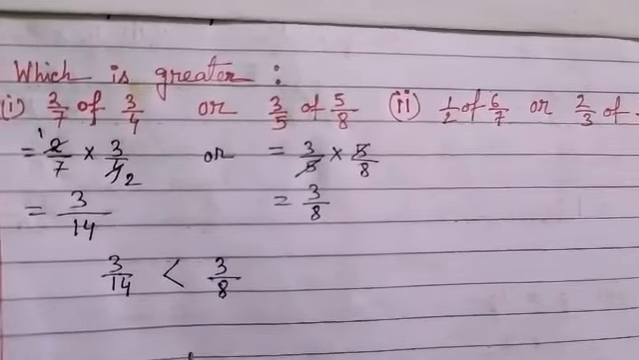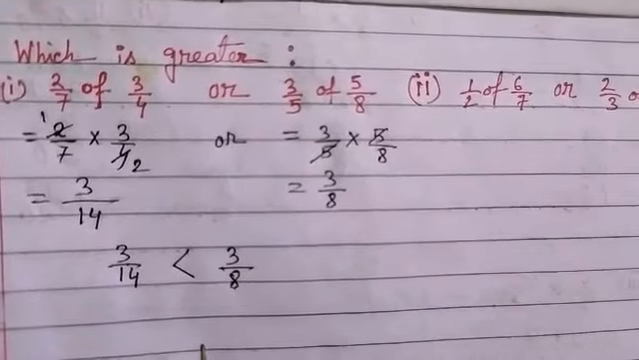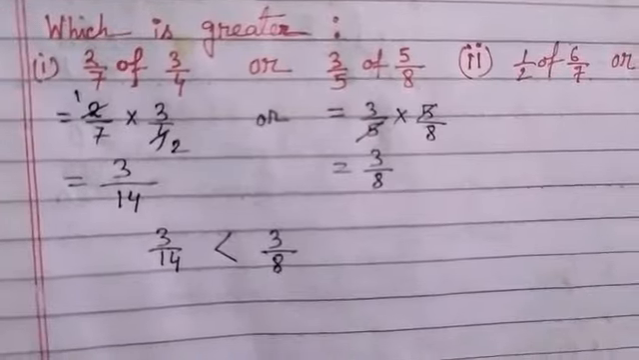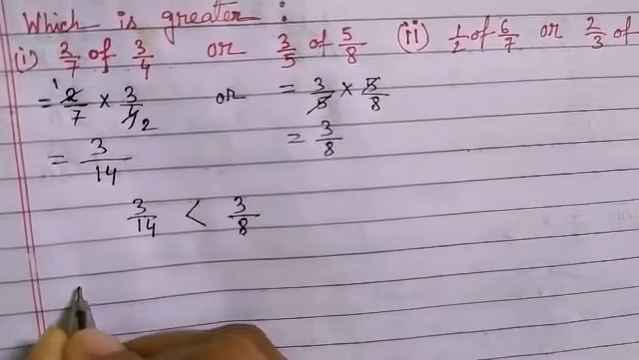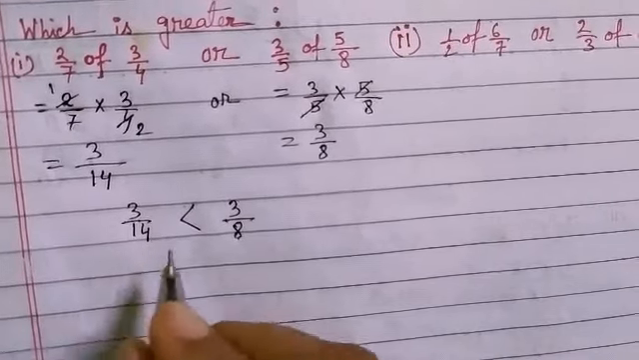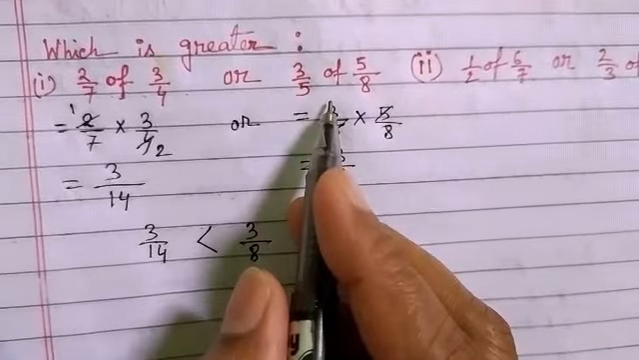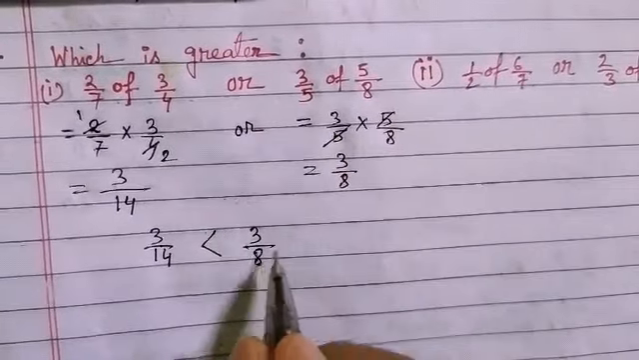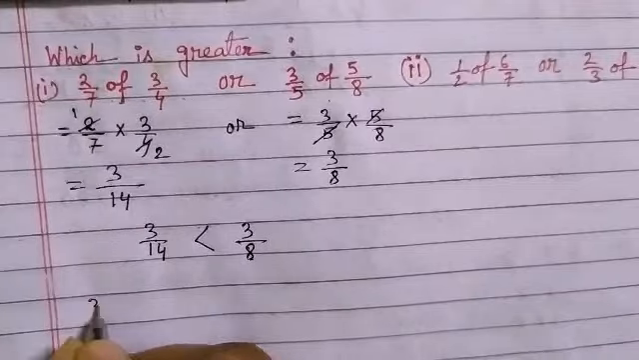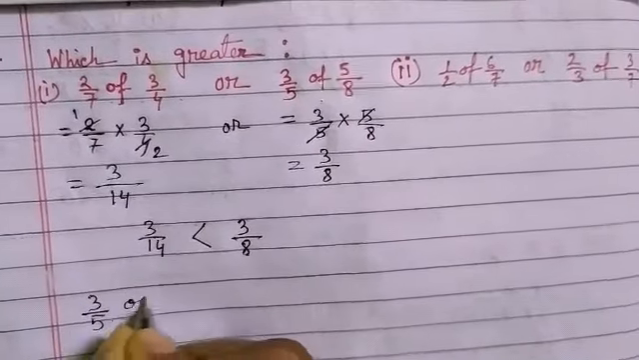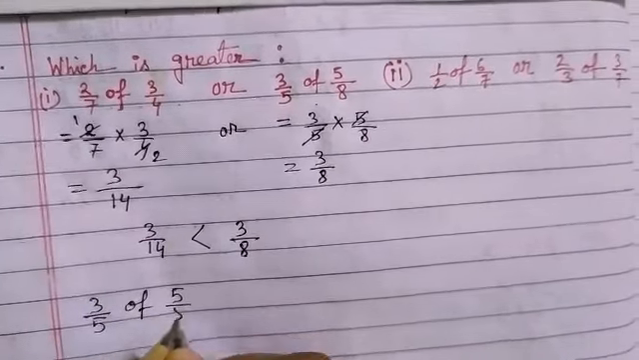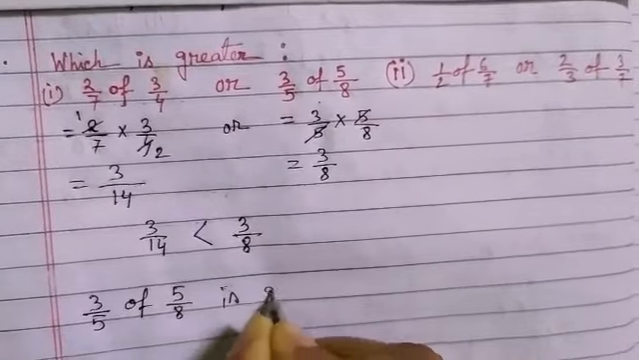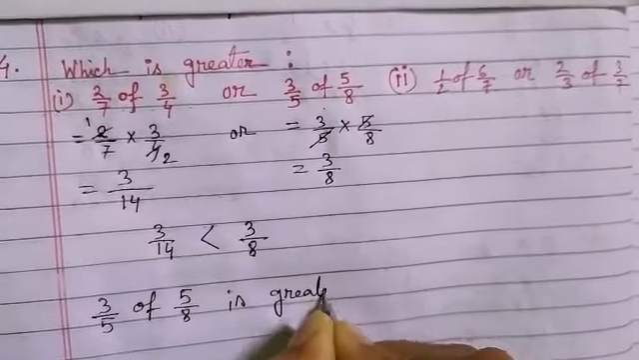Next, question number 2. Okay, before starting question number 2, here write the answer properly. That means the actual answer we have to write. Which one is greater? 3 by 8, that means this one portion. So 3 by 5 of 5 by 8 is greater.